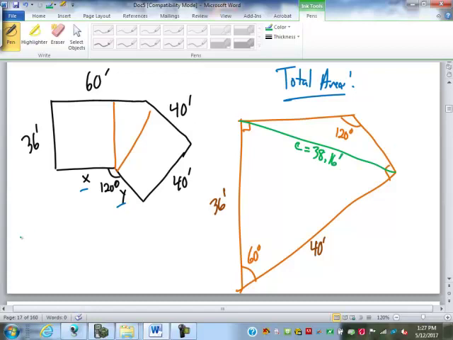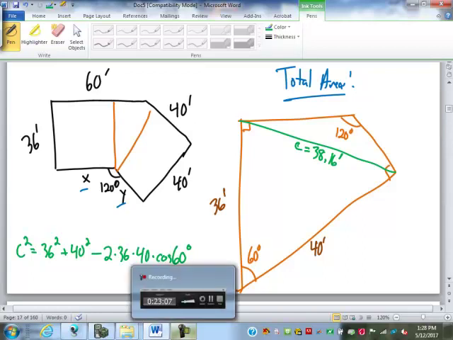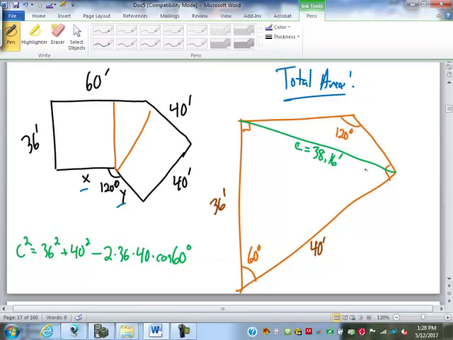Remember, side C: C squared is equal to A squared, which will be 36 squared, plus B squared, which is 40 squared, minus 2 times A, which is 36, times B, which is 40, times the cosine of angle C, which is 60 degrees. All right. You want me to pause from there and let you guys... Got her? I wrote this formula down instead of doing 36 squared plus 42 squared, 46 squared.